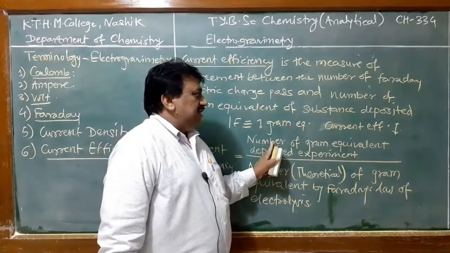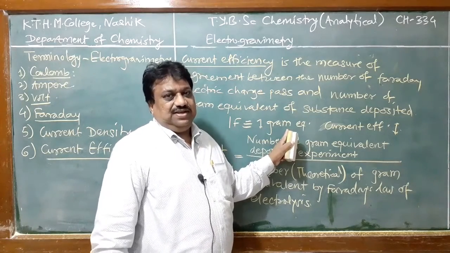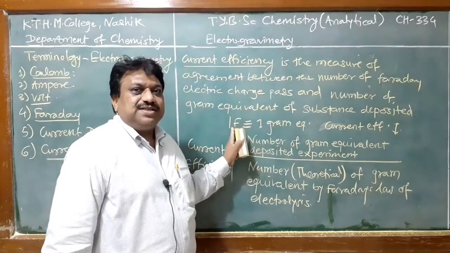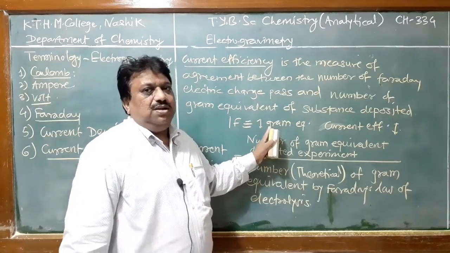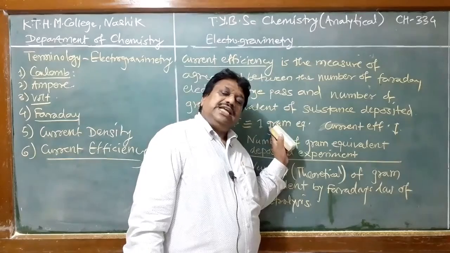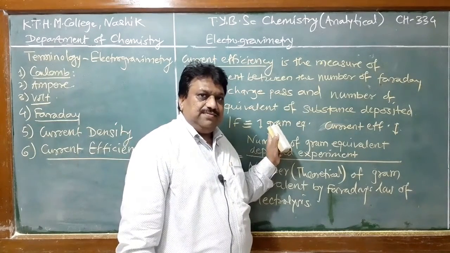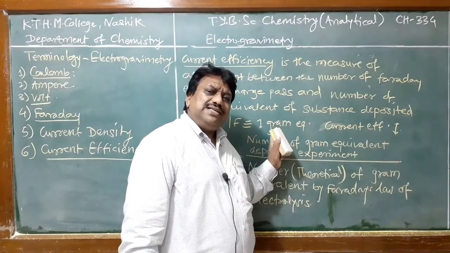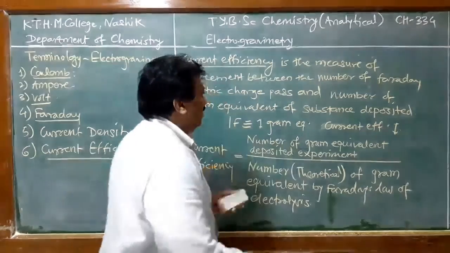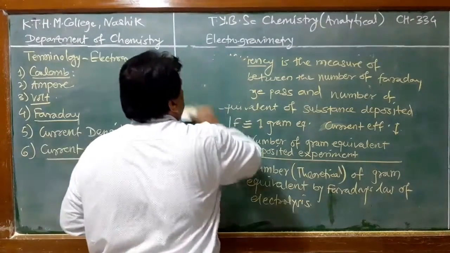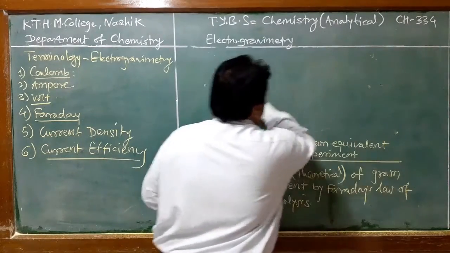Current efficiency is equal to 1 when there are no side reactions. That means the amount of substance liberated is equal to the amount of electricity passed. But many side reactions take place in the electrochemical cell or electrolysis cell. At that time, we always have a current efficiency less than 1. Therefore, due to many side reactions, current efficiency is always less than 1.